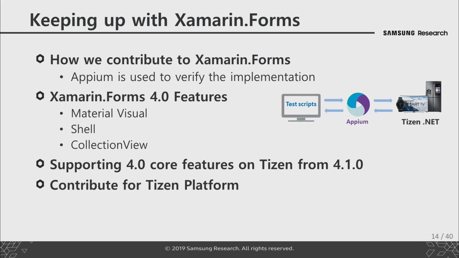And on the right, I have a simple explanation of how Appium works. When there's a new feature, we write the test script together. The Appium server runs this test script automatically on all those device profiles we have, like wearable, mobile, TV, and the emulator. So that's how we verify our code there.